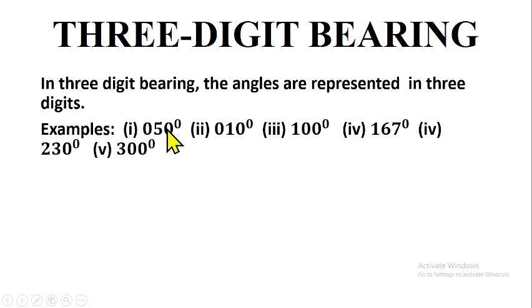For example, look at all these angles you have here. They are representing 3-digit bearing. You can see that north, south, east and west are not added to the angles. There are 3 digits, and you can see that all the angles here are 3 digits, each of them. So these are examples of 3-digit bearing, and you should be able to differentiate between 3-digit bearing and compass bearing.